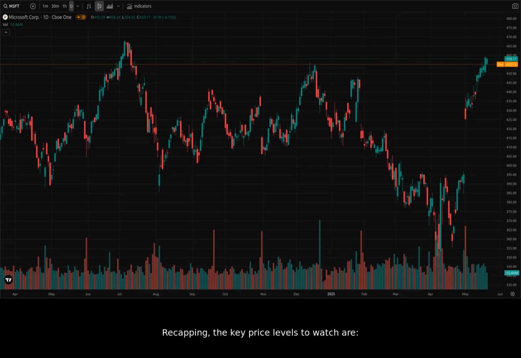Recapping, the key price levels to watch are: resistance, $468.35, 52-week high, $459, hourly chart. Support, $454, daily, $450, psychological level.